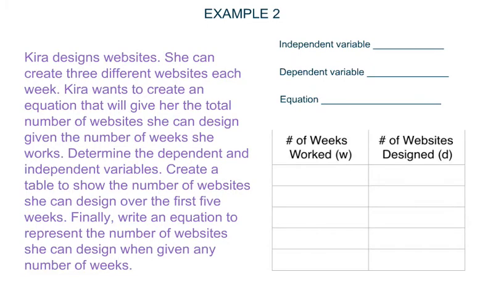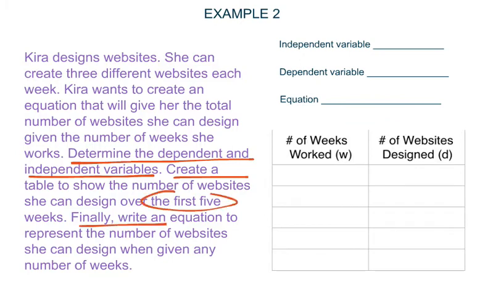All right, let's take a look. I've already got my table prepared here. Again, we want to determine the dependent and independent variables, create a table, and write an equation. We're going for 5 weeks here. All right, so when I look at these 2 different variables, I have weeks worked. I'm going to use a W and make that a little neater. And I'm going to use a D for number of websites that she designed.